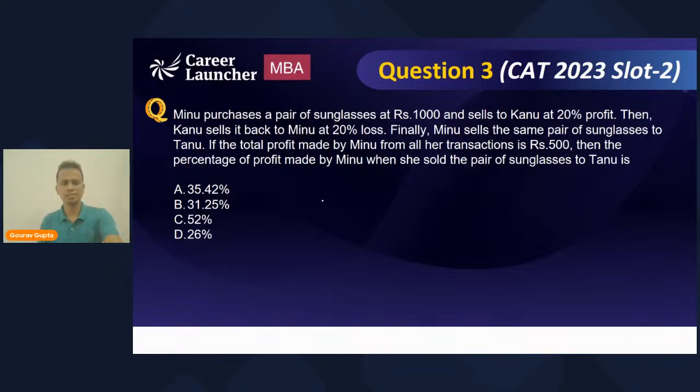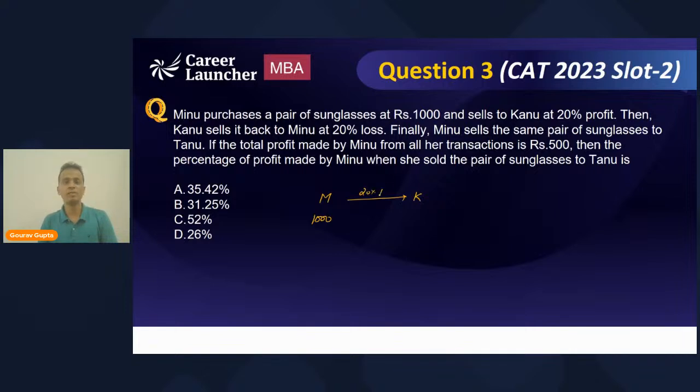Okay, so let's start doing this one. Not a very difficult one. This question is easy, so we can start. Meanwhile, other students can find the answer. So first of all, Minu purchases the sunglasses for 1,000 rupees, and then she sold it to Kanu at 20% profit.